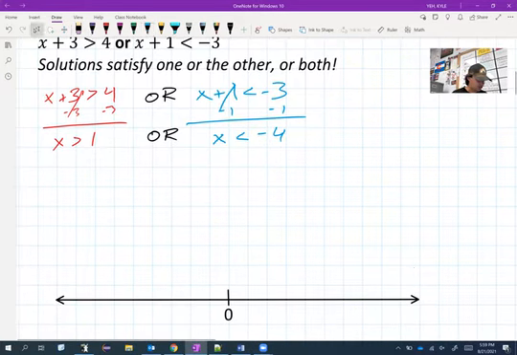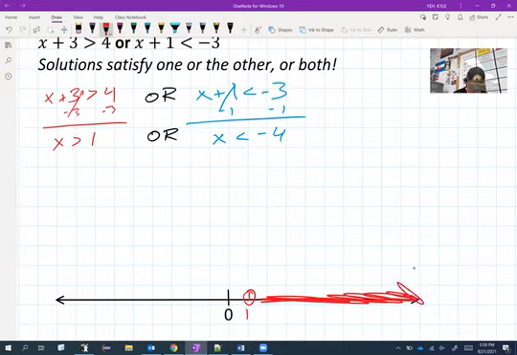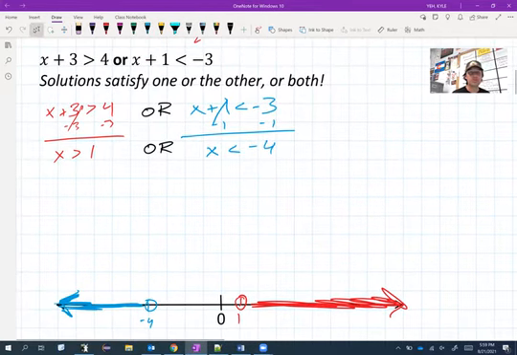So what does that look like on my number line? X needs to be greater than 1. So open dot and kind of shading that away. Or X is less than -4. So -4, open dot, and shading to the left in the less than direction. Any X values that when we plug them in to my original compound inequality satisfies at least one of those two parts, good to go.